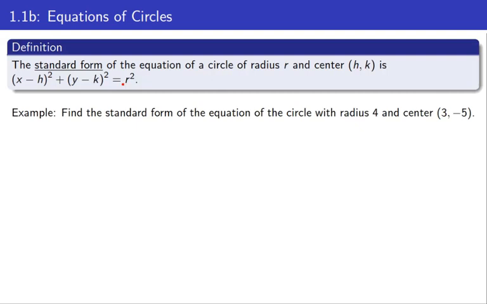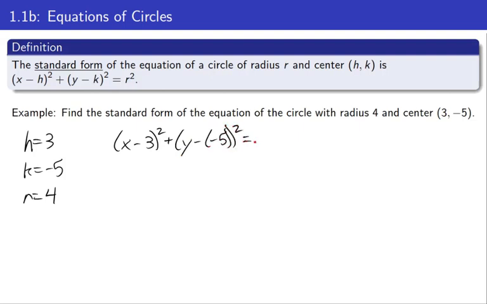Let's start off with a quick example of just writing the standard form of an equation of a circle. So we've got a circle of radius 4 and center (3, negative 5). So just to label our values, h is equal to 3, k is equal to negative 5, and r is equal to 4. Now simply plug it in. (x minus h) is (x minus 3) squared plus (y minus k) is (y minus negative 5) squared equals 4 squared. So just plug in h, k, and r.